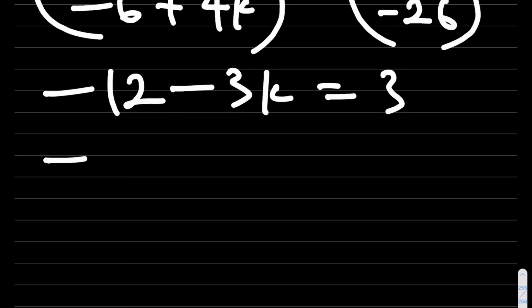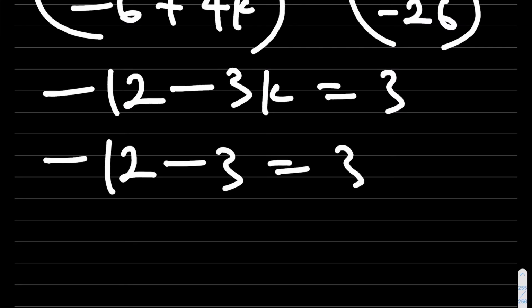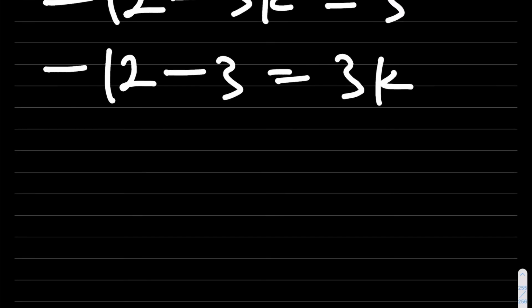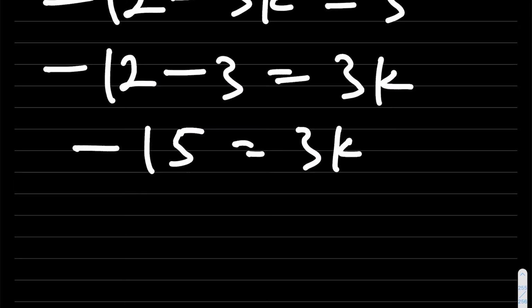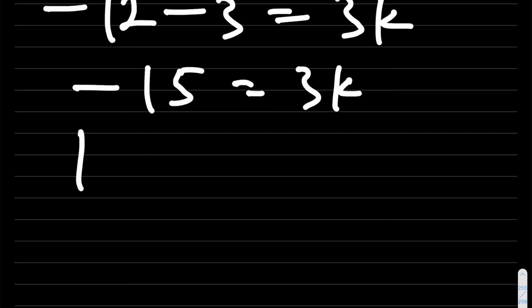And this simply means minus 12 minus 3 equals plus 3k. And that means minus 15 equals 3k. When we divide both sides by 3, we get k equals minus 5. And that's the answer simply.